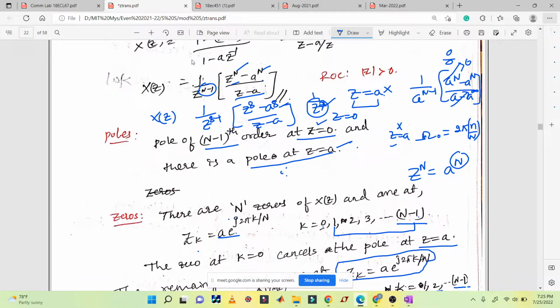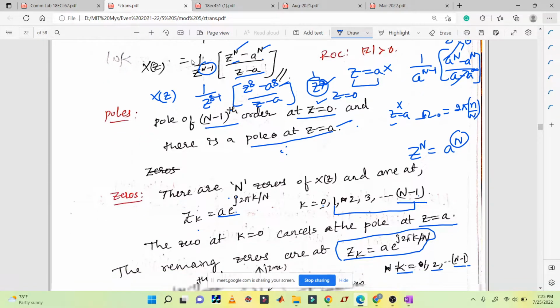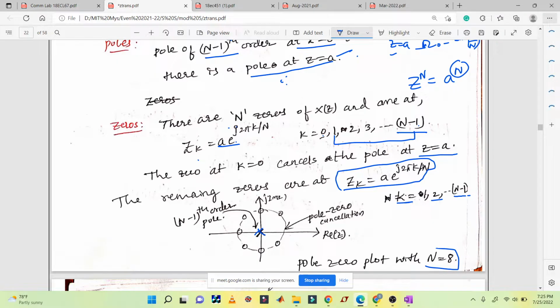And there are 8 zeros. In that, 1 zero cancels, because when z is equal to a, 1 zero will cancel with 1 pole. So there will be 7 zeros. Okay, there will be 7 zeros, as you can see here. This is 1 zero, second, third, fourth, fifth, sixth and seventh. These are plotted based on this equation only. So here 1 pole and 1 zero were there, and that was cancelled.